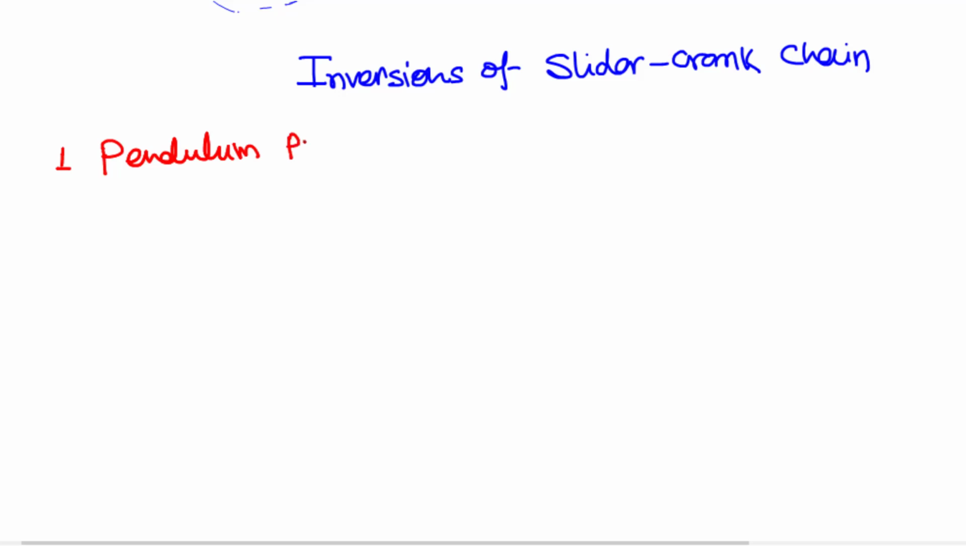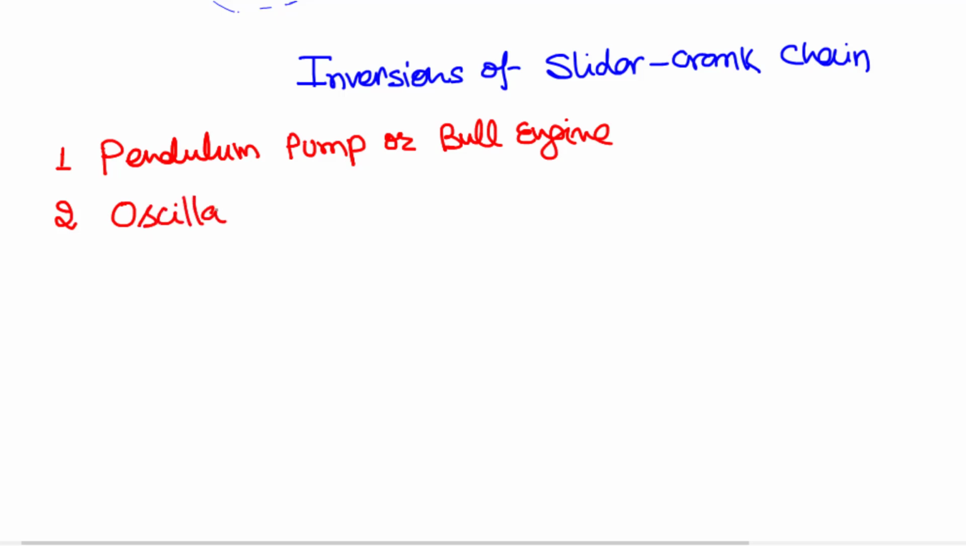Pendulum pump or Bull engine. Second, oscillating cylinder engine. Third, rotary IC engine or Gnome engine.